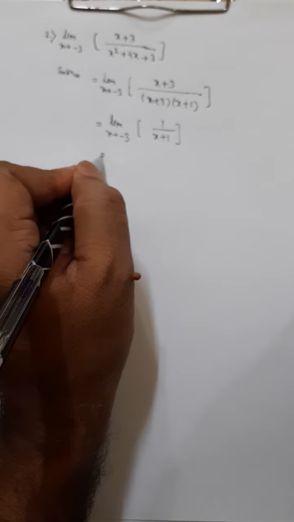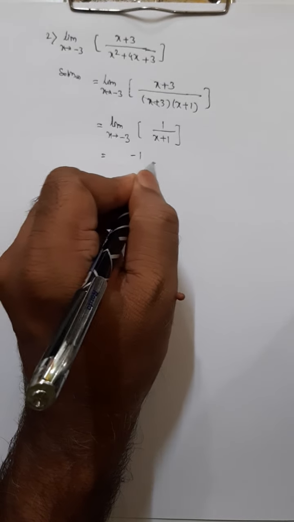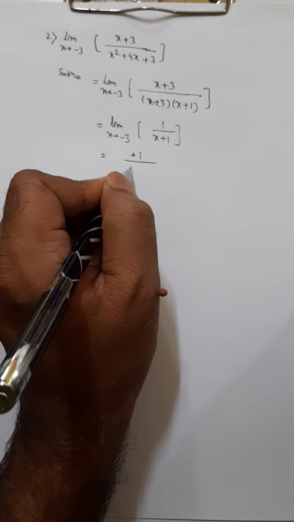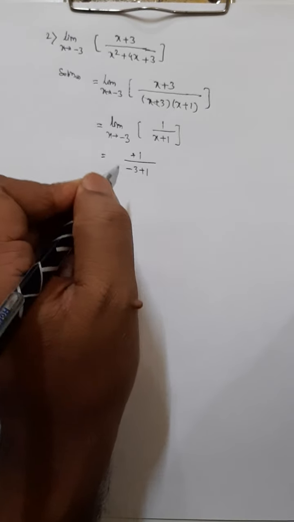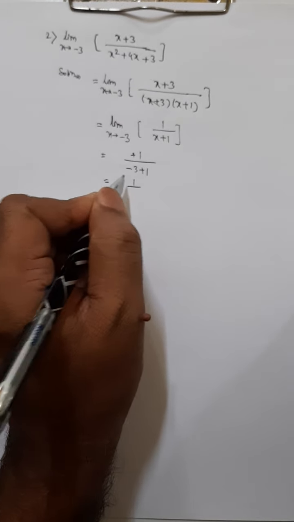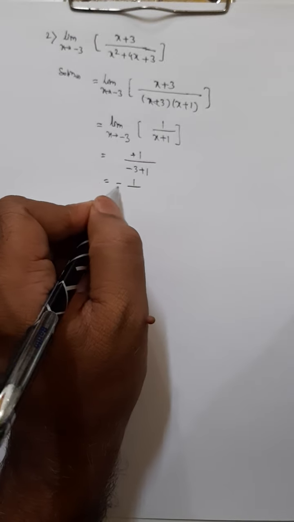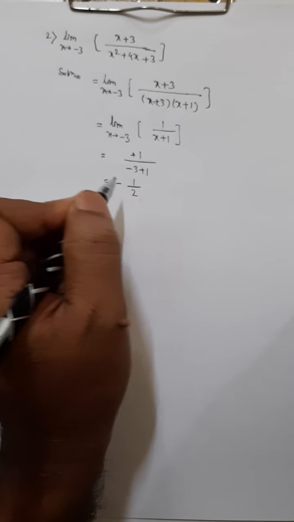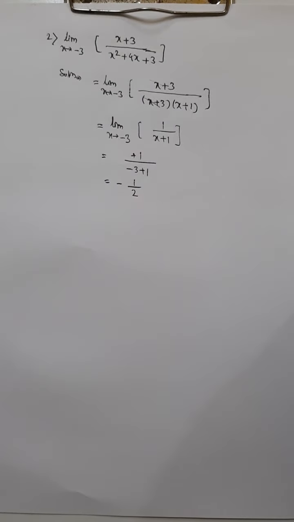And now we can take the limit. Replace x by minus 3. So we get here minus 3 plus 1. So we get 1 divided by minus 3 plus 1, which means minus 2. There is a minus sign outside, we get 2 here. So minus 1 by 2 is the limit.